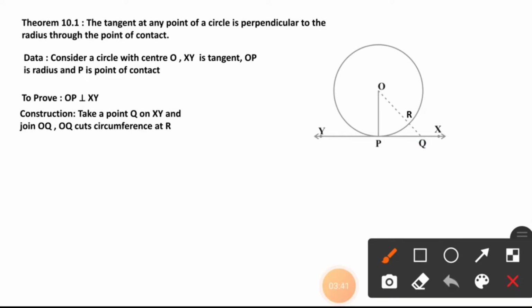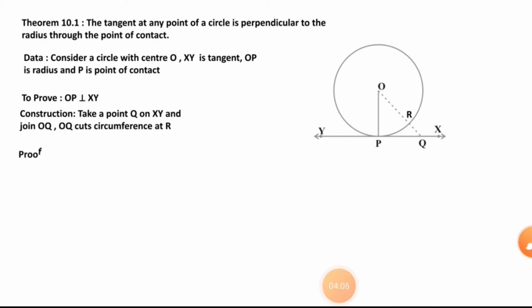Then after that, join OQ. We have joined it here. This dotted line indicates the construction, that is the extra part, OQ. And OQ cuts the circumference at a point R. This line which we have joined from O to Q intersects the circumference at a point R.